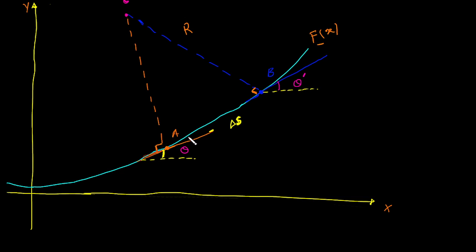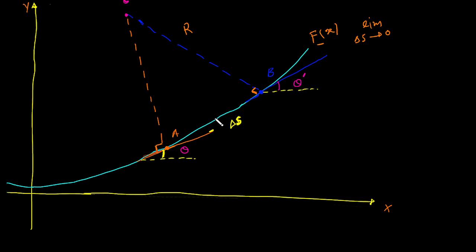Now remember that the function f of x has different curvature at different points. So what we have to do is bring this point B very close to this A. So now we take the limit delta s tends to 0. We have to bring this point B very close to the A.